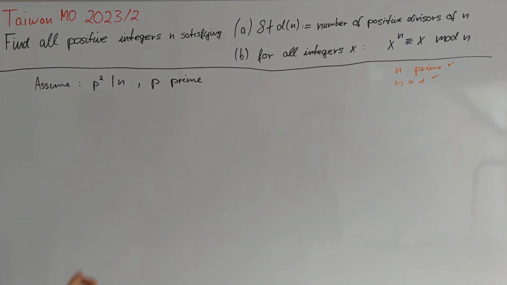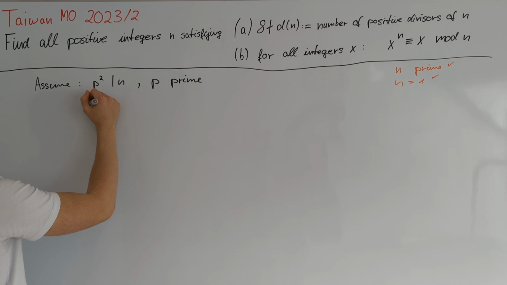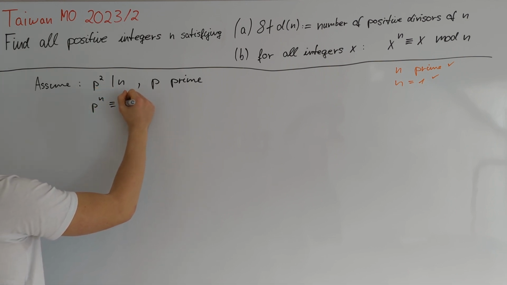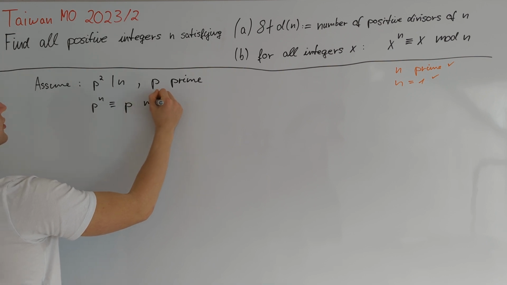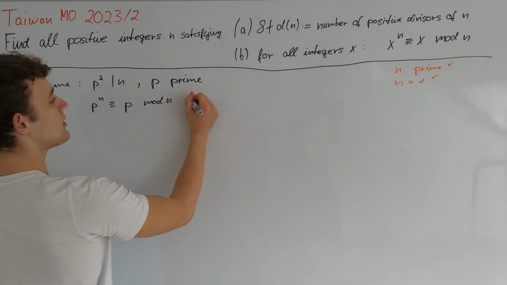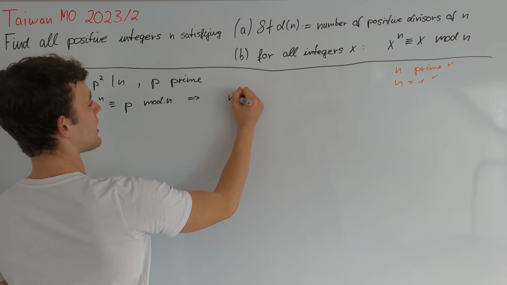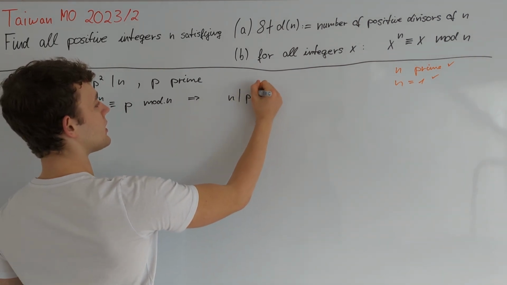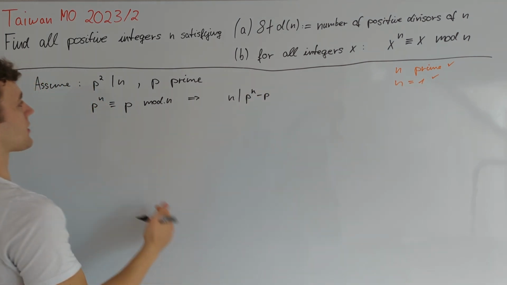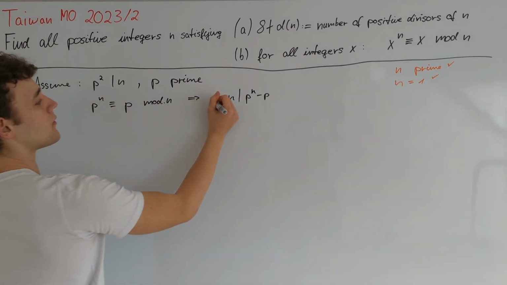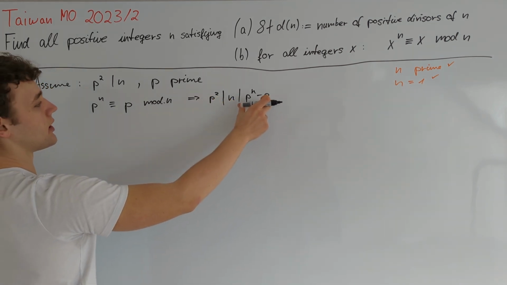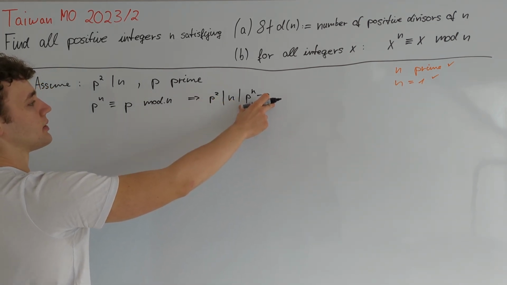This tells us that p to the power of n is congruent to p modulo n. We can rewrite this as n divides p to the power of n minus p. And now we want to use the fact that p squared divides n, and therefore by transitivity p squared must also divide p to the power of n minus p.